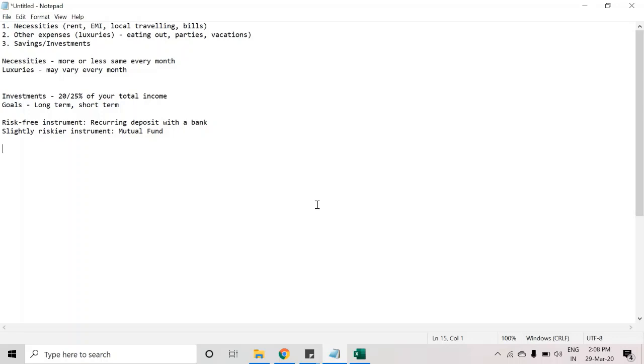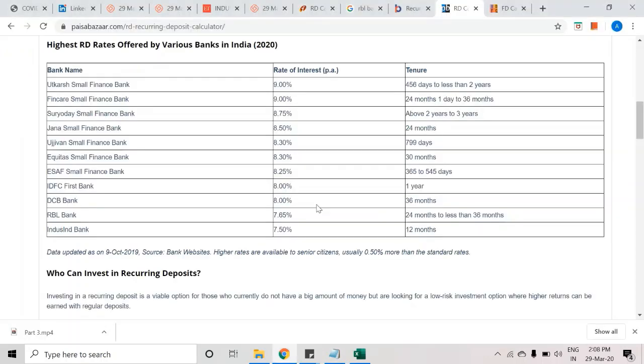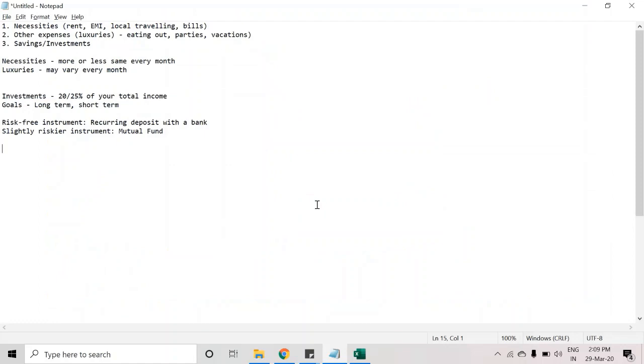Policybazaar.com gives a very good comparison of different rates offered by different banks. I will post the link in the description. You can see there are banks that offer an interest rate of as high as 9%. Again, these are smaller banks, so the risk component is slightly more compared to a bank like ICICI or HDFC. So that is a recurring deposit.